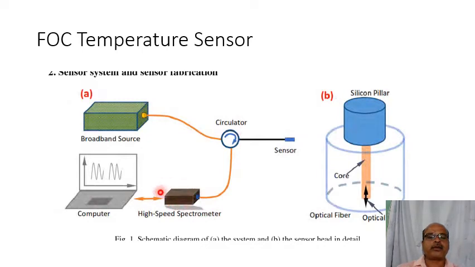So the spectrometer detects the variation in the intensity of light according to the temperature variation, and according to that we can observe the temperature range, that is the amplitude variation in the light. When temperature is large, amplitude is large, and when temperature is less, amplitude is less or decreases. So this is a FOC temperature sensor.